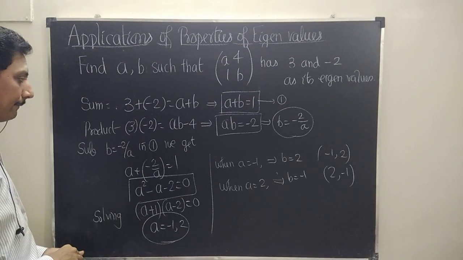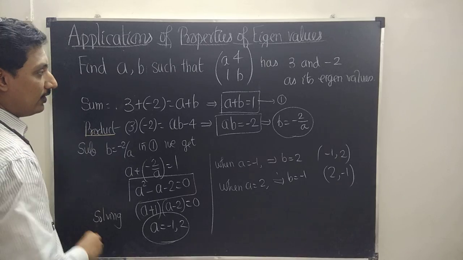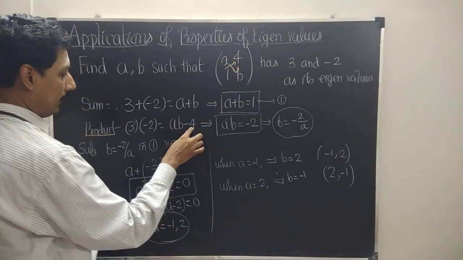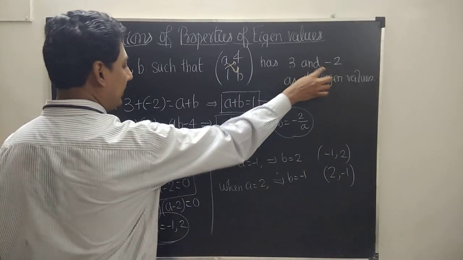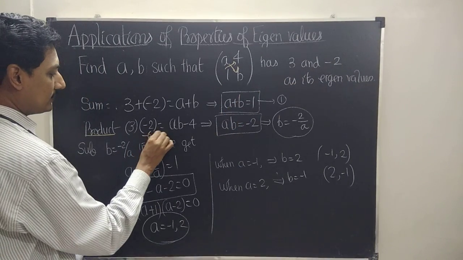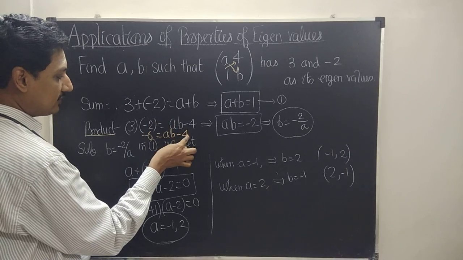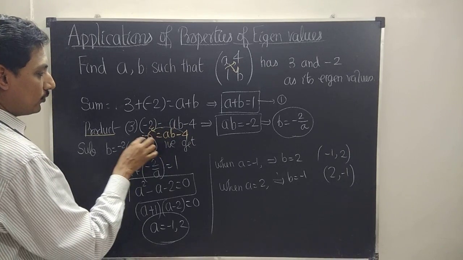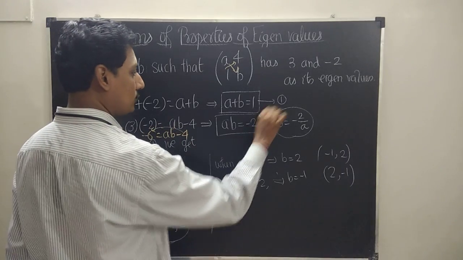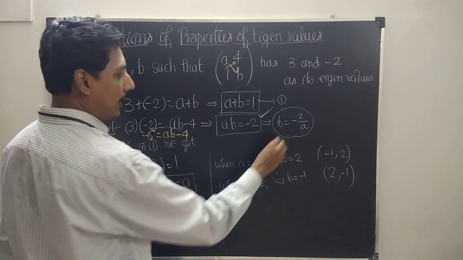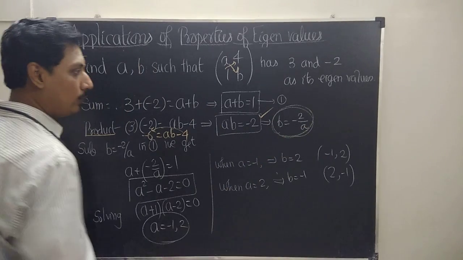And by the property, product of the eigenvalues is equal to its determinant value. So AB minus 4 is equal to 3 into minus 2, which is minus 6. So minus 6 is equal to AB minus 4. So the minus 4 comes to this side and becomes plus 4. Minus 6 plus 4 is minus 2. So AB equal to minus 2, I can rewrite B equal to minus 2 by A.